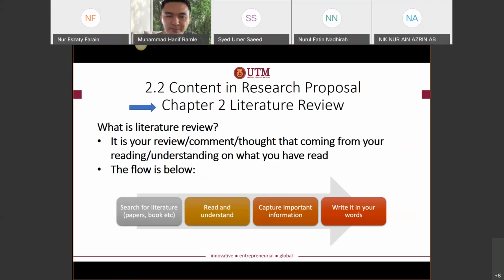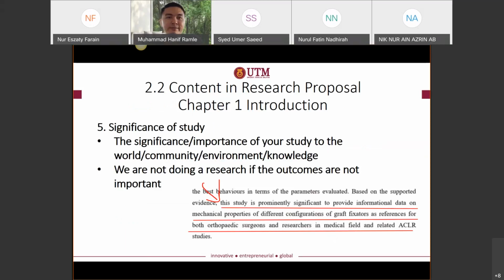Okay, please. Doctor, for the significance of the study, how many significances do we need to provide for the research? Okay, great question. This one is very subjective. There is no specific number of significances that you can put. It depends on you.